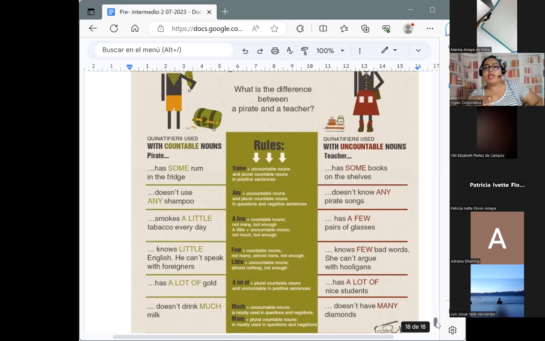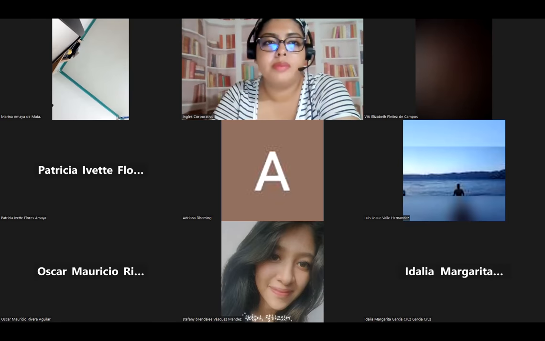So in that case, you can have a very short piece of information, but you are going to understand better the information that we have about the quantifiers. A través de esa imagen es para que les quede claro, ¿verdad? Los usos de los quantifiers, en qué casos y en qué tipo de oraciones lo podemos utilizar. So in that case, that's why I am adding this kind of information or this kind of images to the document. Now, I'm going to go to the platform.